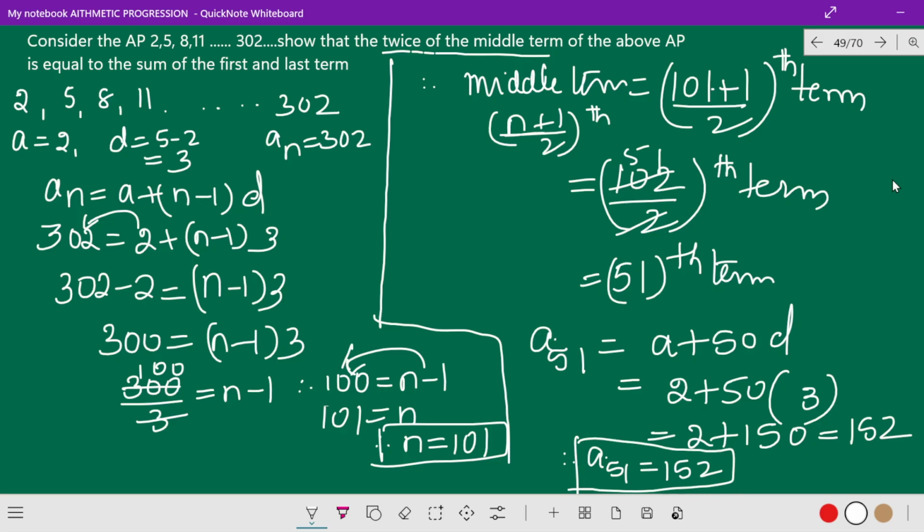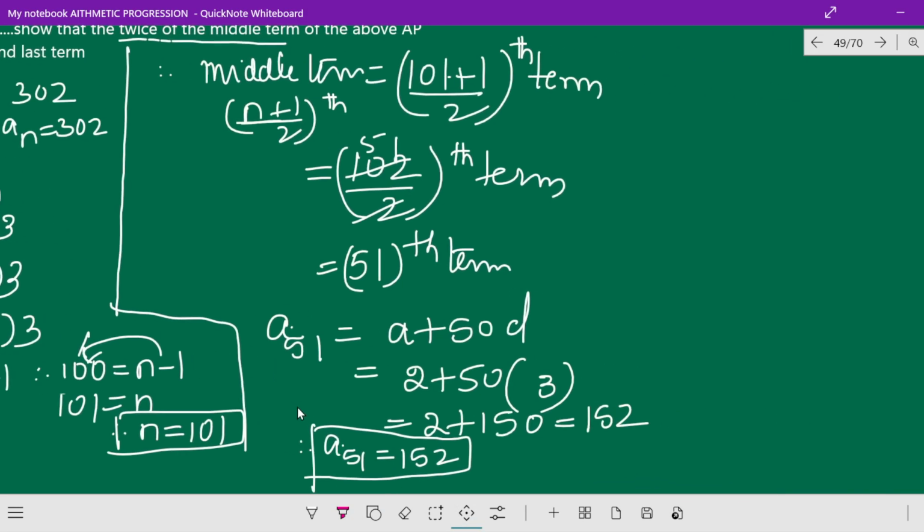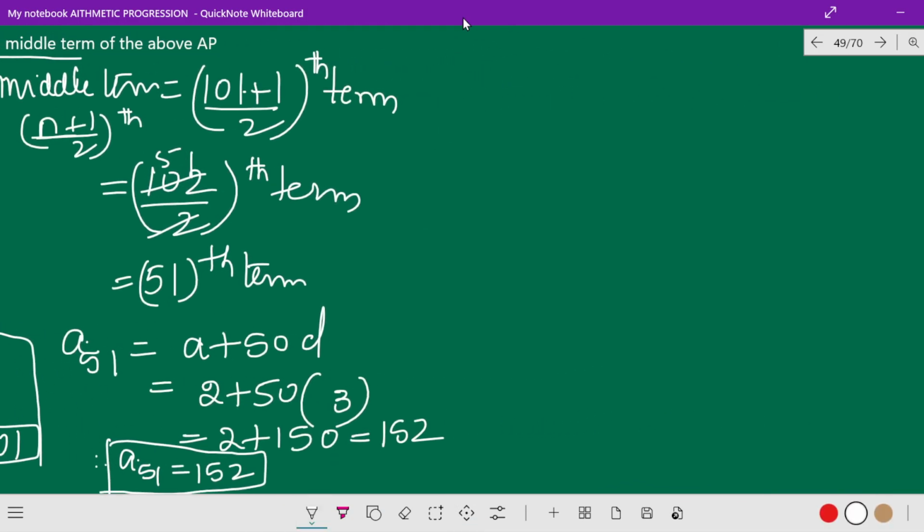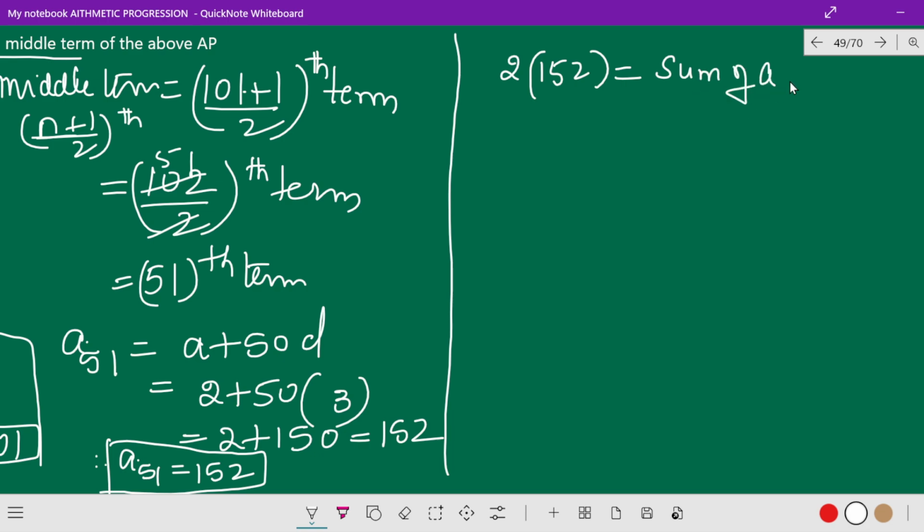Now see the question. Show that twice the middle term is equal to the sum of the first and last term. So we need to show twice the middle term is equal to the sum of first and last term.